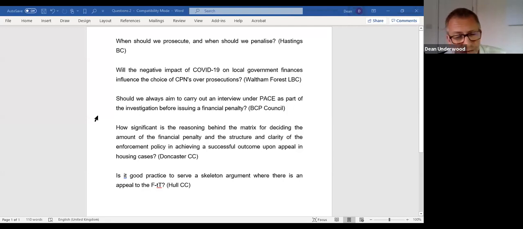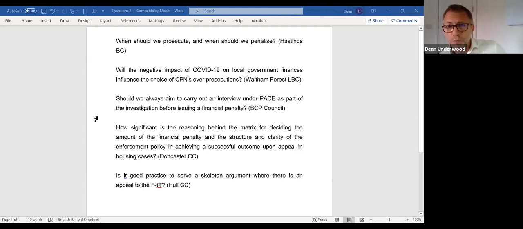I don't think it is a relevant circumstance that local housing authorities, as I indicated before, are entitled to keep the proceeds of penalties for their own purposes. That is, if you like, from a local housing authority's perspective, a happy coincidence of imposing a penalty, but should not, to my mind, affect the decision as to whether to prosecute or whether to penalise.